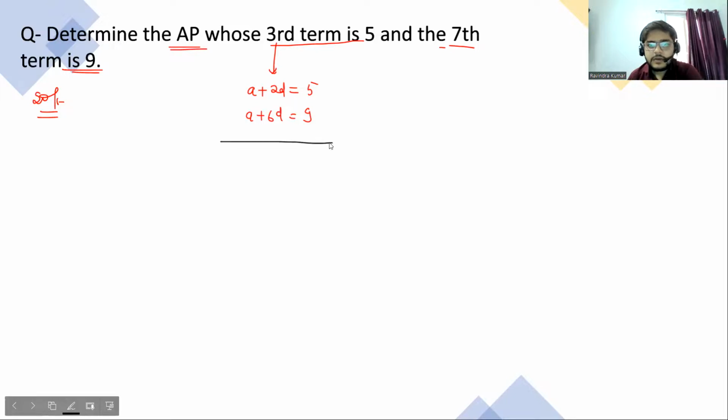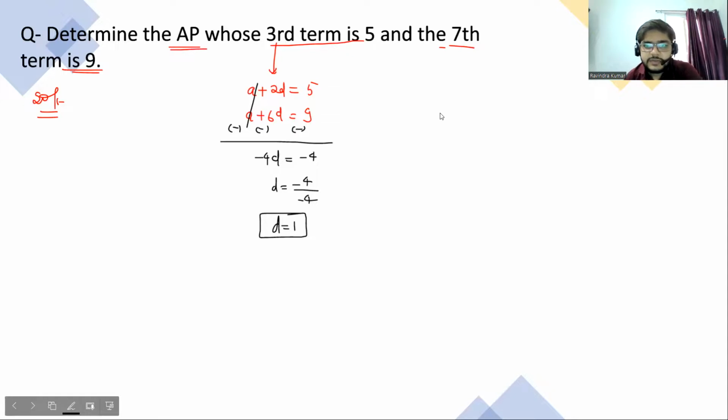Okay. So let's subtract these two equations. Minus, minus, minus. Cancel out. So it will be minus 4d and it will be minus 4. So d is equal to minus 4 divided by minus 4. So d is nothing but 1. Yes or no? Okay, so if it is correct, now let's proceed.